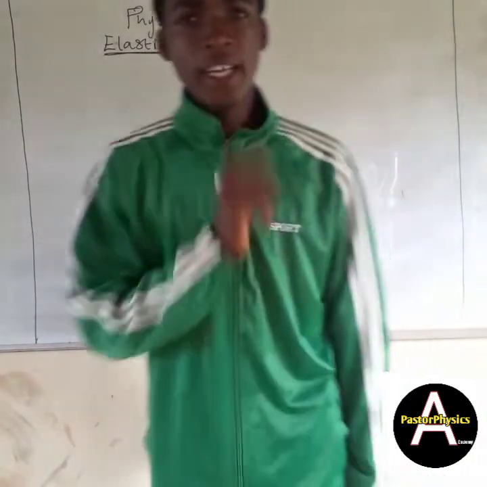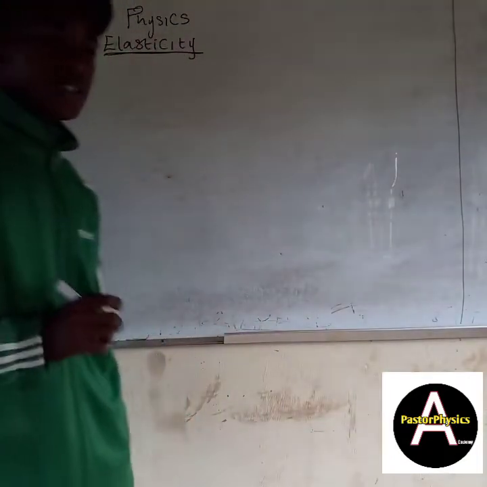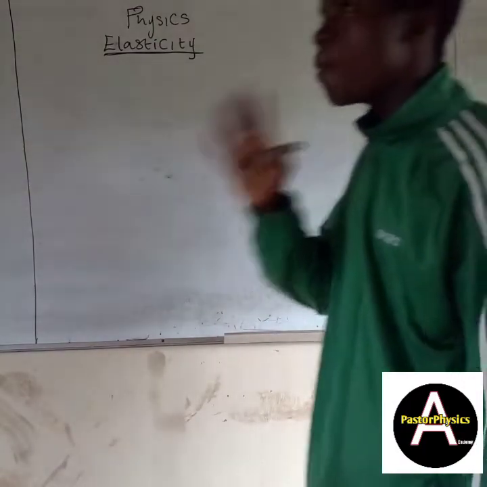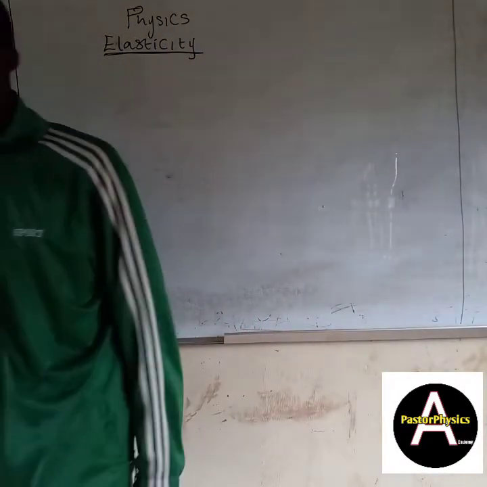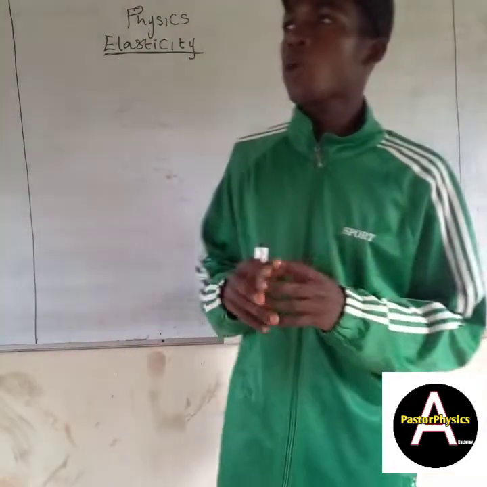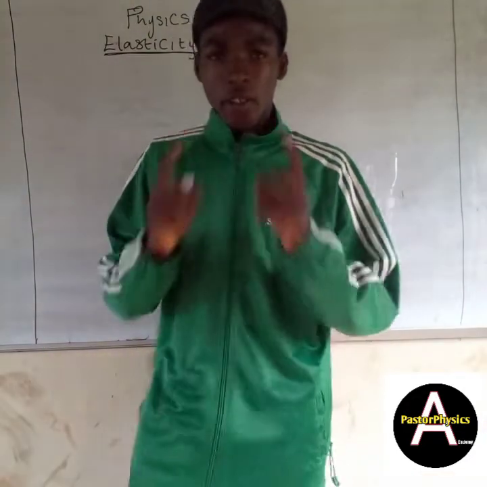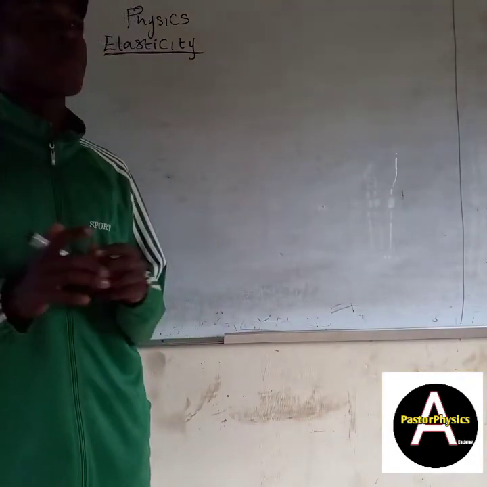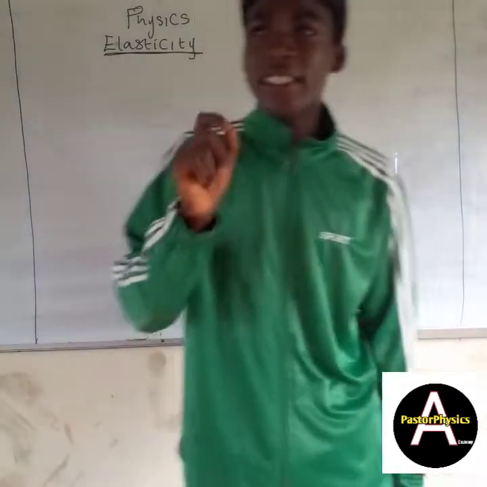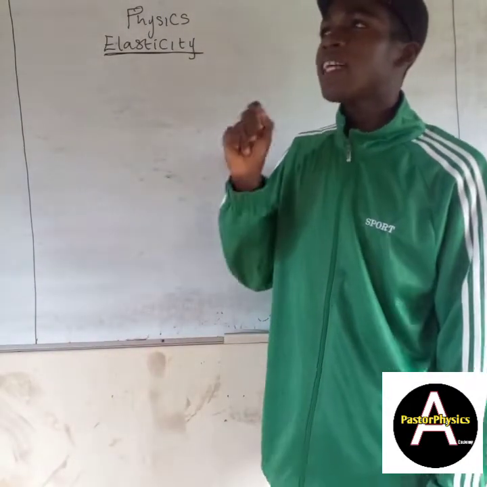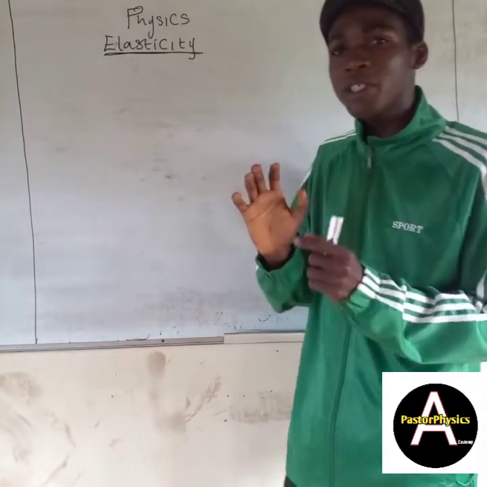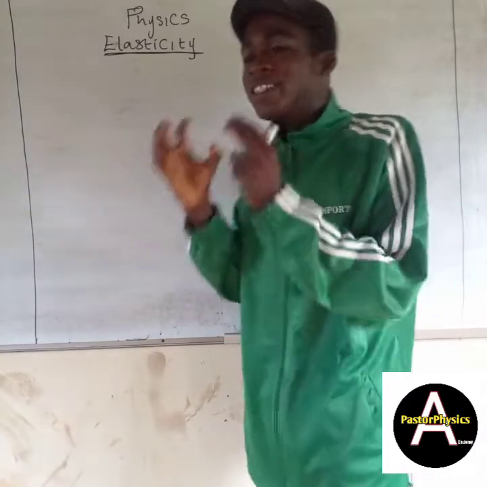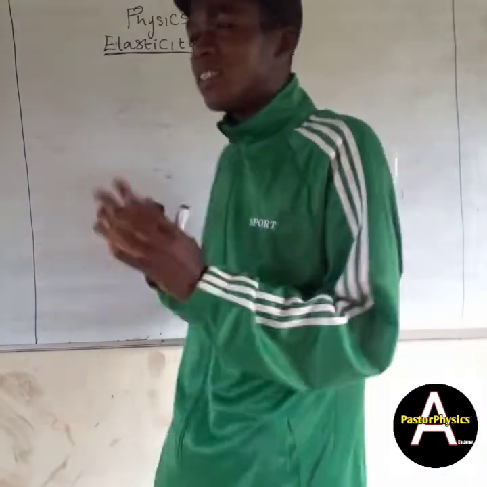Now, first of all, let's define the word elasticity in physics. Elasticity, write this down, it is very important. Elasticity is the property of a solid that when it is being distorted, it regains its original shape. Remember this and write it down. Elasticity is the property of a solid that when it is being distorted, meaning when it is turned into another form or when it's being deformed, this property will regain its original shape.